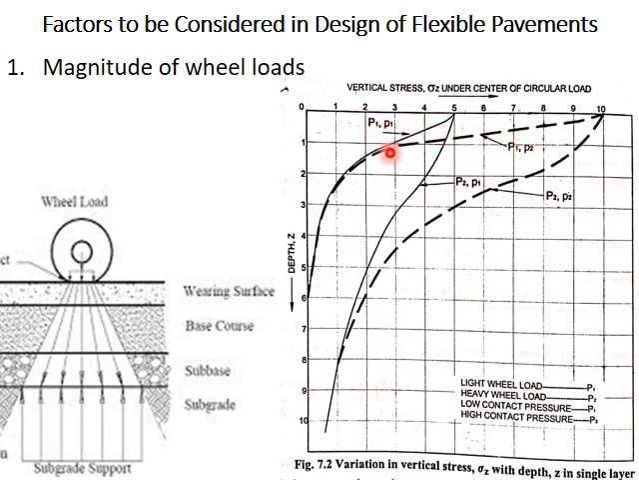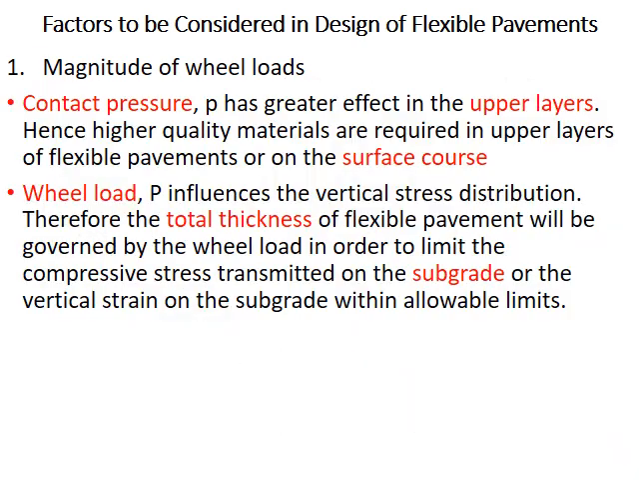And wheel load influences more at greater depths. That is, if the wheel load increases from P1 to P2, you can see that at greater depths there is a greater vertical stress experienced in the pavement layers. So our conclusion from the graph and the figure is that contact pressure has a greater effect in the upper layers. That is, when contact pressure increases, vertical stress increases to a great extent in the upper layers. And wheel load influences the vertical stress distribution. So the total thickness of the pavement is decided by the wheel load.